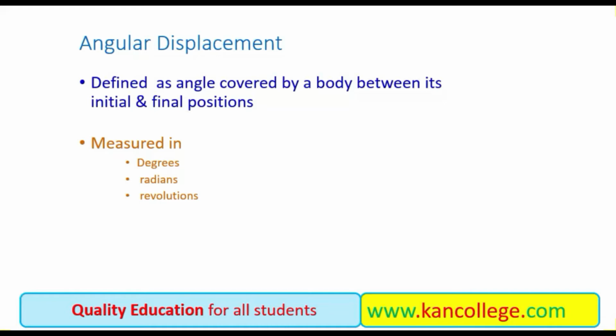So, angular displacement is defined as the angle covered by a body between its initial and final positions, and the angular displacement is measured in three different units. It can be measured in degrees, or in radians, or in revolutions.